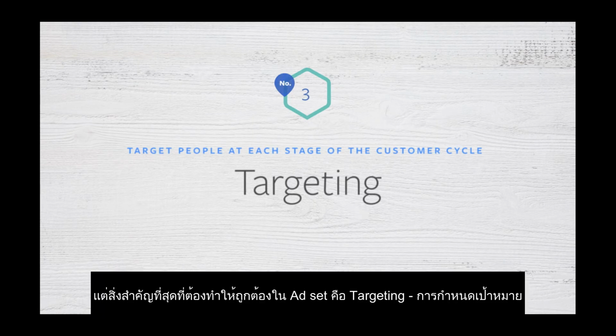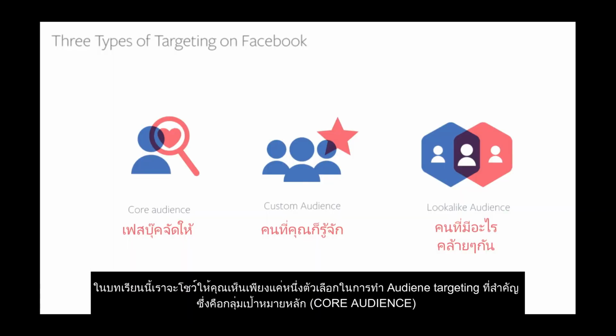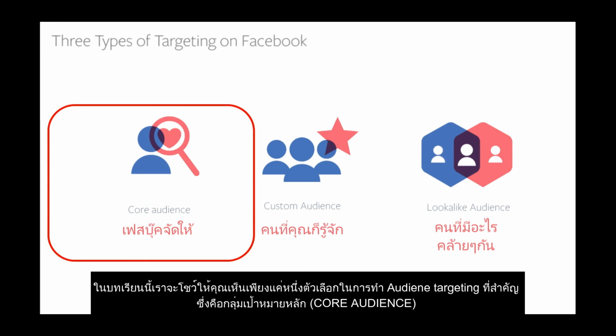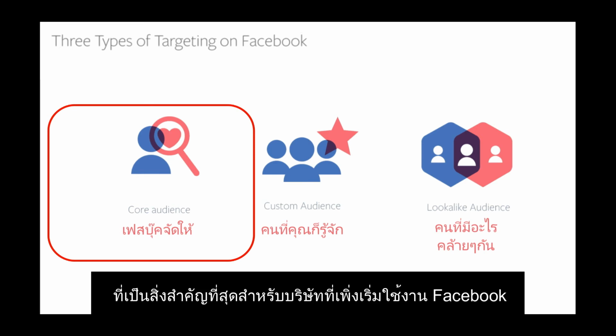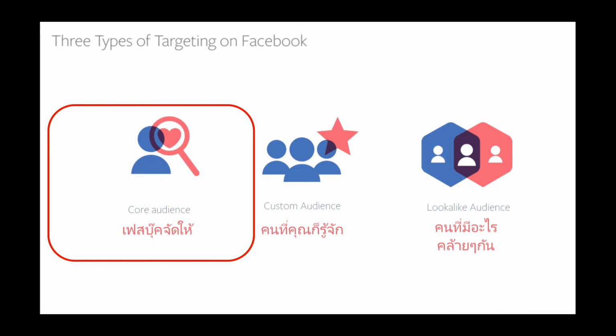But the most important thing to get right at the ad set level is the targeting. In this class, we're going to focus on core audiences. There are many different types of audiences you can target, but core audience is the main targeting option that you're going to want to start with. It's the most important for companies that are just starting out with Facebook. That's what we'll cover in this course.